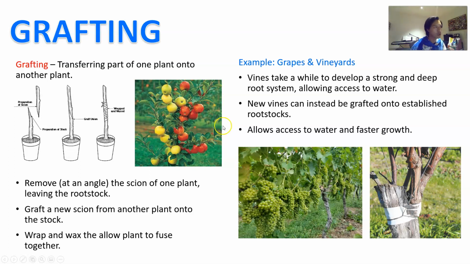Now, the classic example that you and I are familiar with are grapes and vineyards. So vines often take a while to develop a strong and deep root system. As you know, grapes are vines, and so getting that strong root system often takes a long time. However, when you harvest the grape, you have to remove everything, right? And so basically new vines can instead be grafted onto established rootstocks. Now, that means that the new vines immediately have access to water and are therefore able to grow faster as a result of that. And so when you go to the vineyard, that little stem, that's not actually the trunk of the vine that's growing currently.